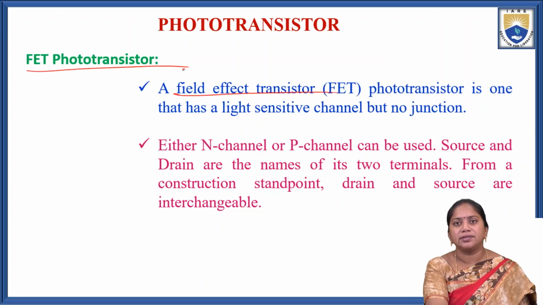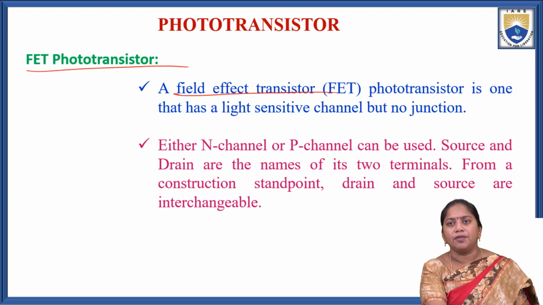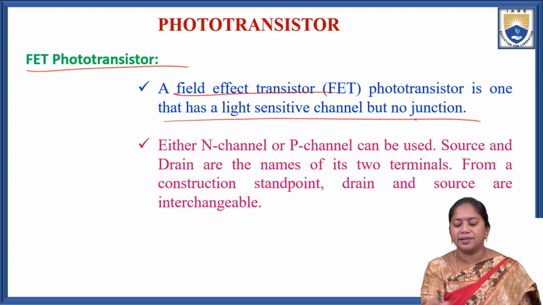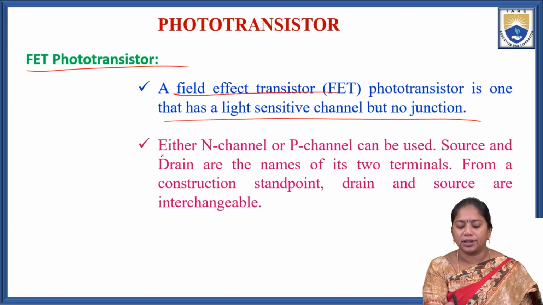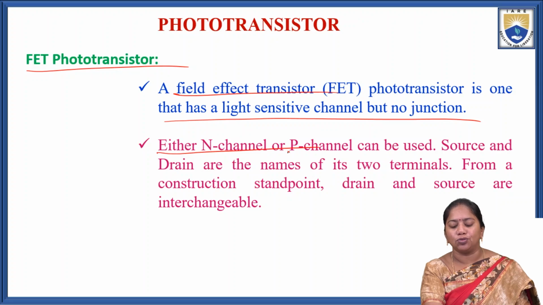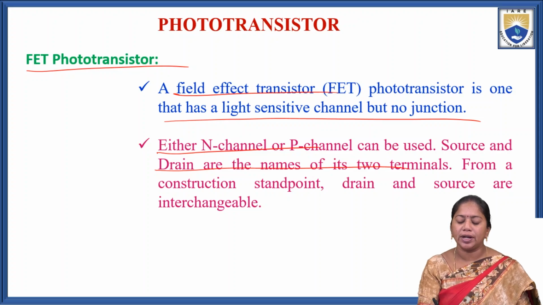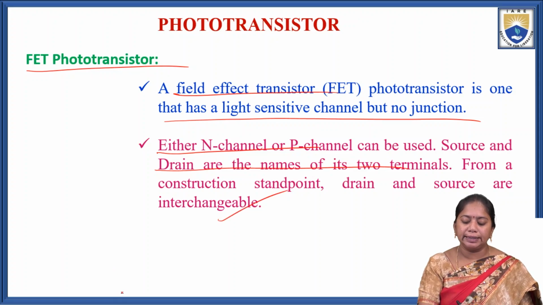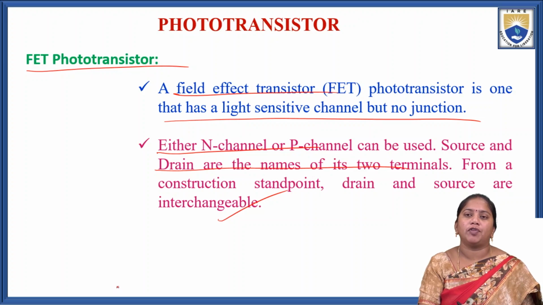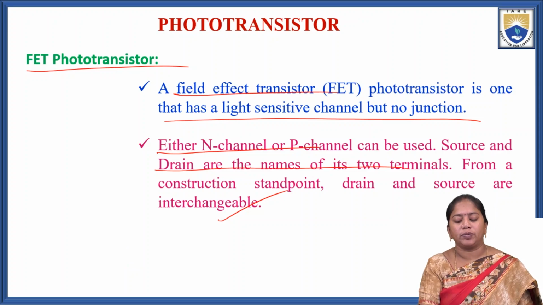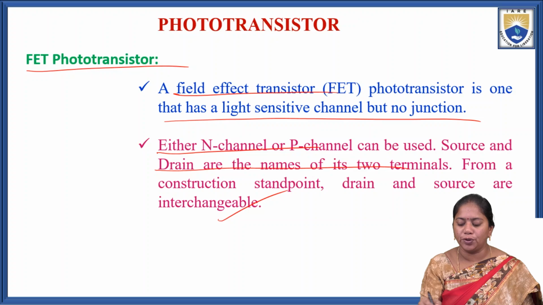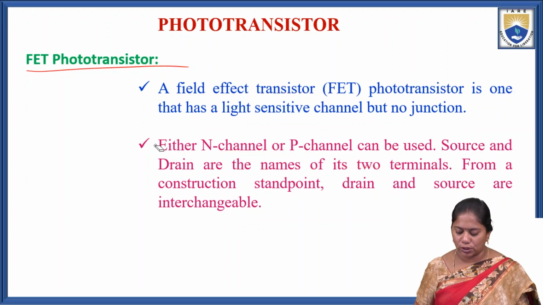The FET phototransistor is the third type of transistor. A field effect transistor, or FET phototransistor, has a light sensitive channel but there is no junction. Either N channel or P channel can be used. Source and drain are the names of the two terminals. From a construction standpoint, drain and source are interchangeable.